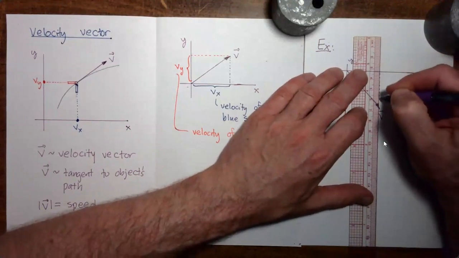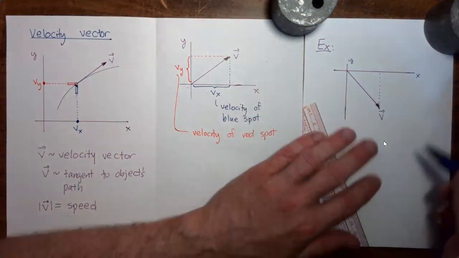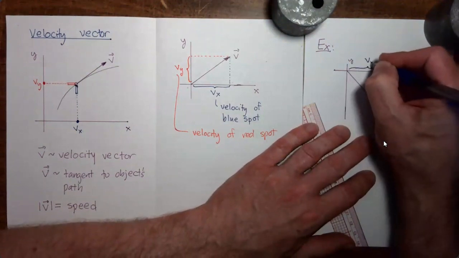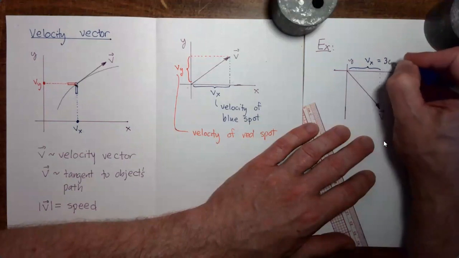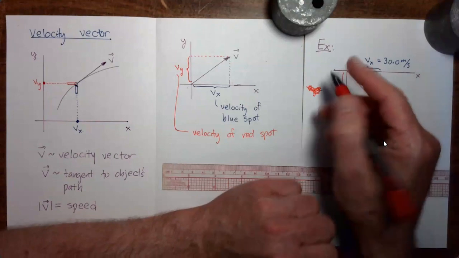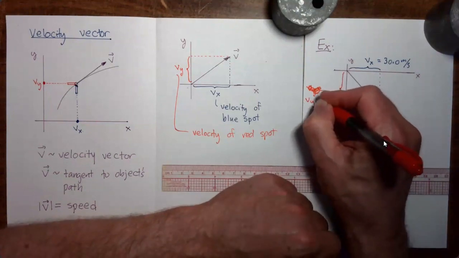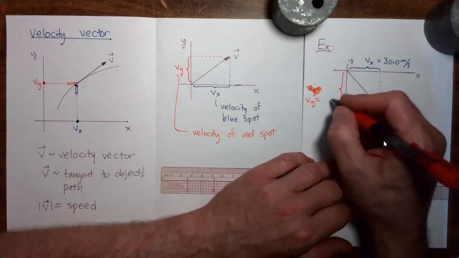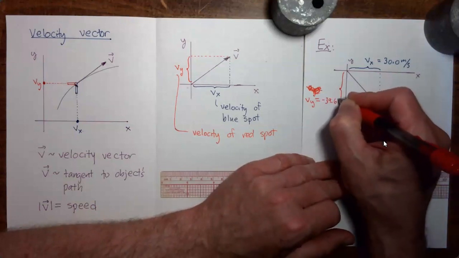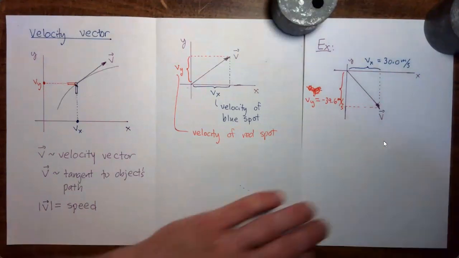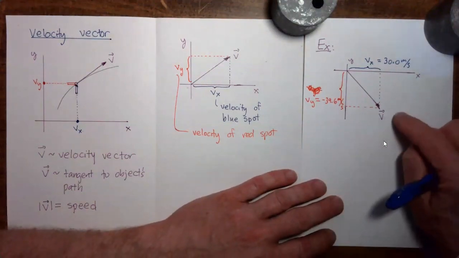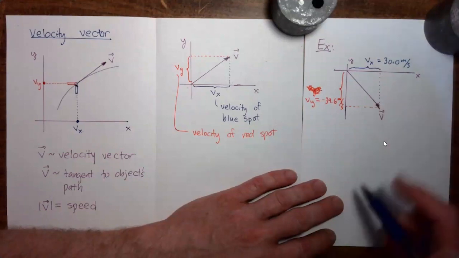So let's say we project onto the x direction, and we find here that the x component of the velocity is 30 meters per second. Let's say we project onto the y-axis and find that the y component of the velocity is minus 39.6 meters per second. So based on this information, let's say that we try to find the speed and direction of motion of this object.